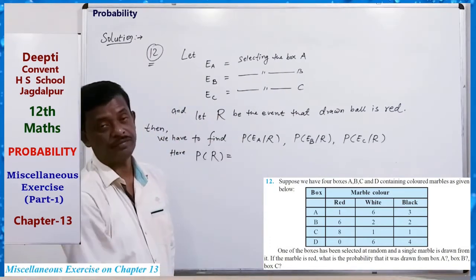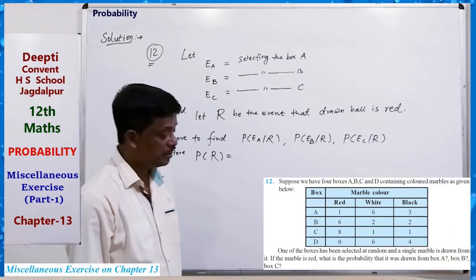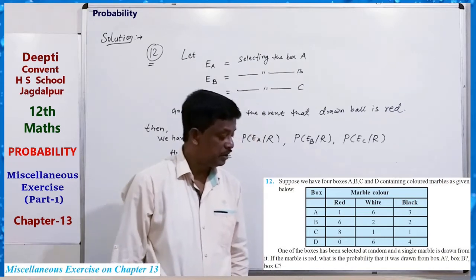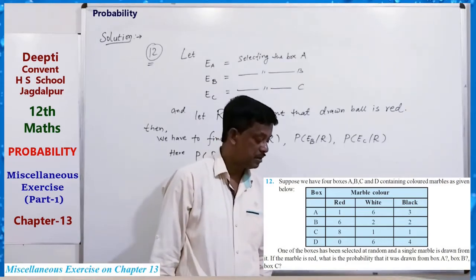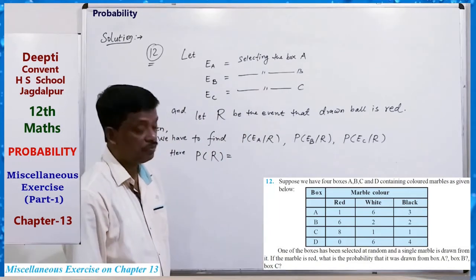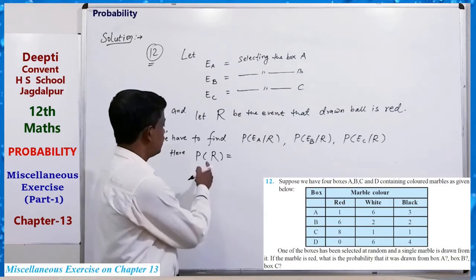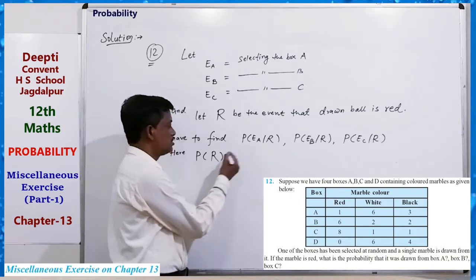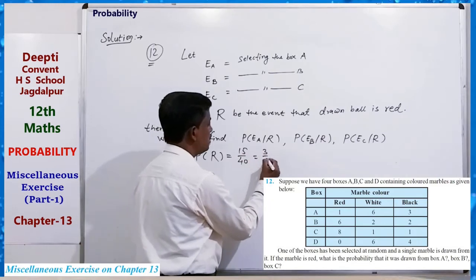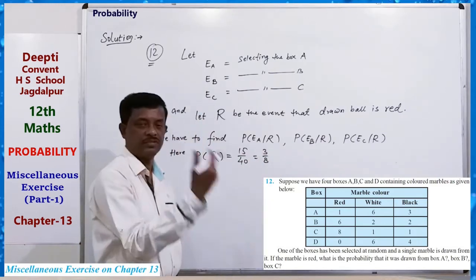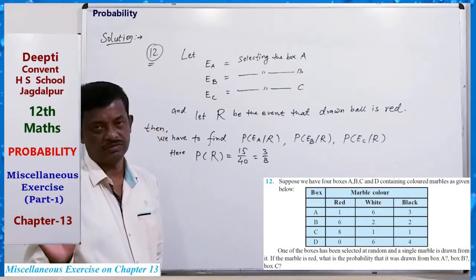Total 15 red balls. And how many total balls are there? 15, 15, 15, and 15, so total balls are 40. So drawing a red ball, the probability is 15 by 40, which is 3 by 8. This is P(R).